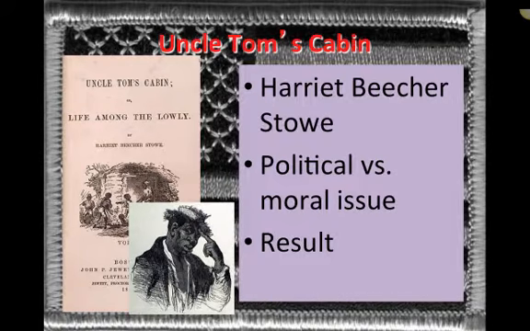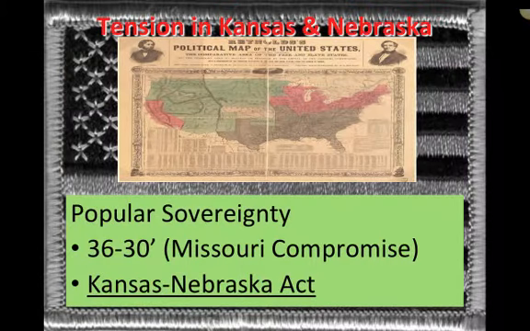One of the most famous pieces of literature that comes out of this time and inspires the movement against slavery is Harriet Beecher Stowe's Uncle Tom's Cabin, where she relays the life of slaves. It stressed that slavery was not just a political issue, but a moral issue of right and wrong. As a result, the book stirred Northern abolitionists, those against slavery, to increase their protest against the Fugitive Slave Act. And Southerners thought it was a direct attack on them and their way of life.